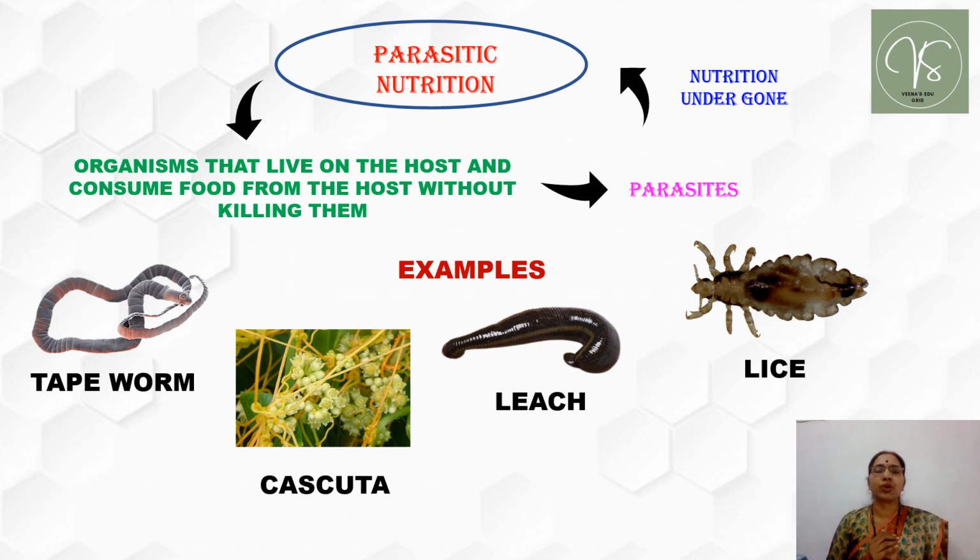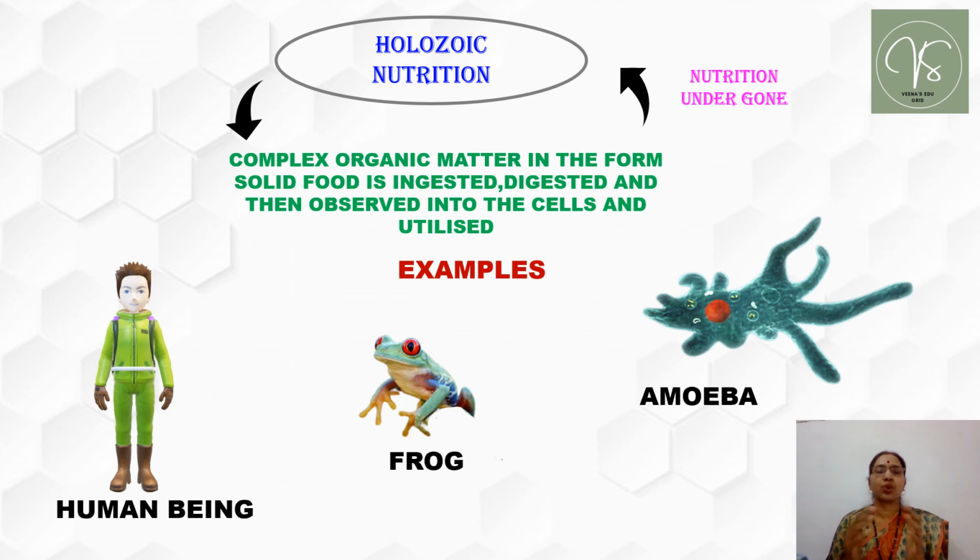Now let us learn about the next type of nutrition, that is holozoic nutrition. Holozoic nutrition is a nutrition wherein the organism takes in the solid food material and then digests it inside the body and absorbs it. Such nutrition is known as holozoic nutrition. And the organisms which undergo holozoic nutrition are right from the amoeba to the human beings. All the animals and even human beings undergo holozoic nutrition.